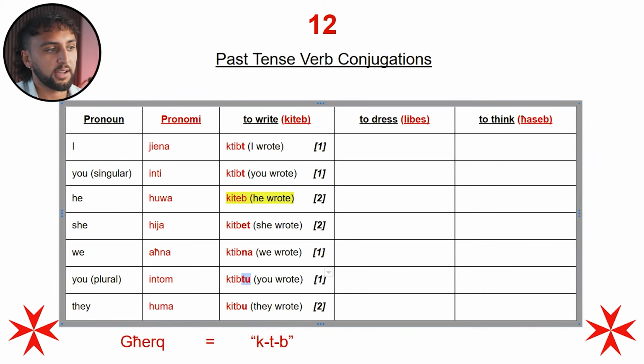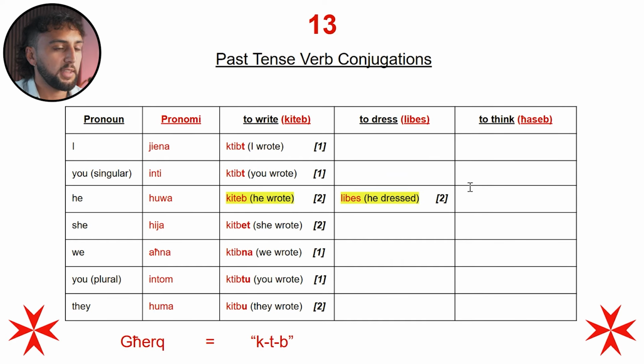Now, let's take a look at the past tense conjugations for the verb to dress in Maltese, where we can begin by filling in the what he did in the past box. And how do we do that? Well, I mean, we already know, don't we? It's the mumma right here. So, here you go. It's liebes. Now, as you can see, liebes is in group 2, as the conjugations for to dress are adjacent to those for the verb to write.